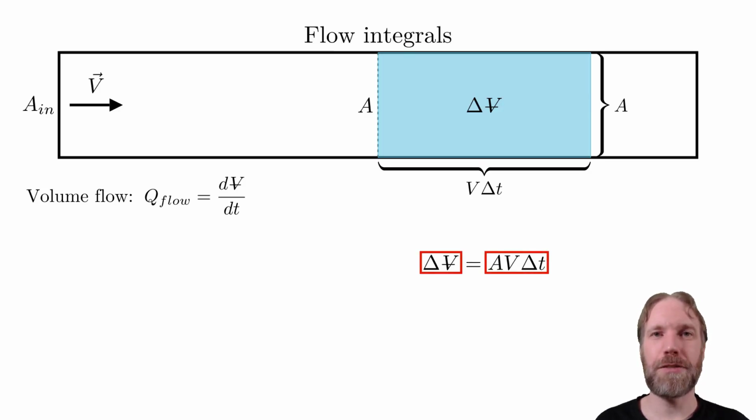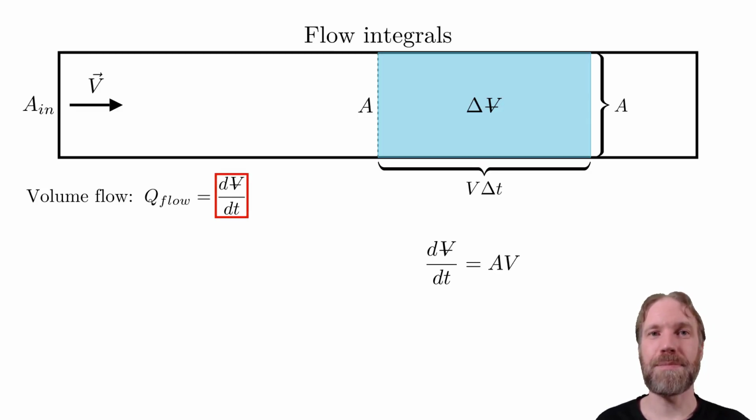Divide both sides with delta t. Let delta t go to 0, which converts the deltas to derivatives. dt over dt is 1 and can be cancelled. And we have that the volume flow is the area multiplied by the velocity.